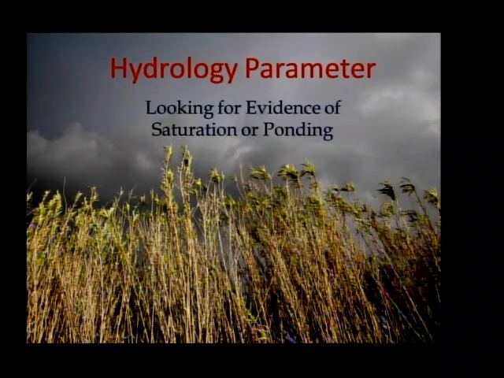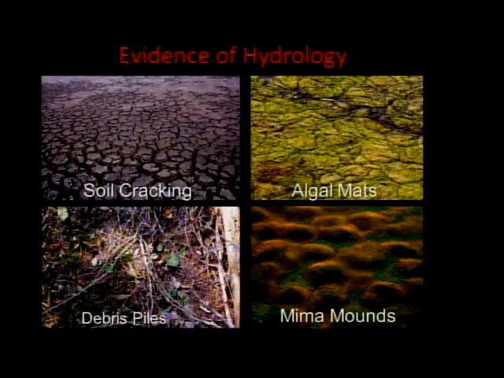However, depending on the site, wetland delineators can sometimes look for landscape clues to inform them of the presence of water during portions of the year. Some common clues include soil cracking that results from intermittent wetting and drying cycles in soils with high clay content, algal mats left behind after water recedes, piles of debris transported by flowing water, or mima mound formations, a type of landscape topography that is commonly associated with vernal pools.